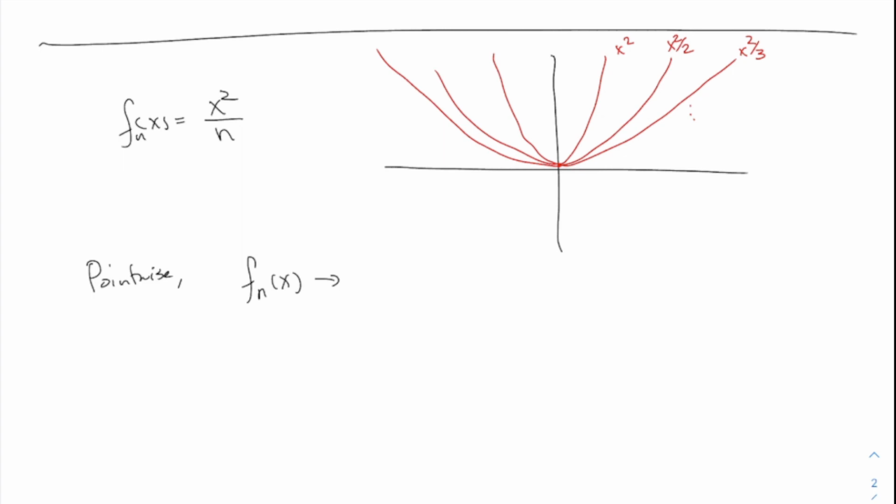So here, Fn of x, can I just say pointwise, can anybody say, does that converge to anything point by point? I think it does. We said so last time around. Last time we talked about this one. Anybody recall? Yeah, 0.